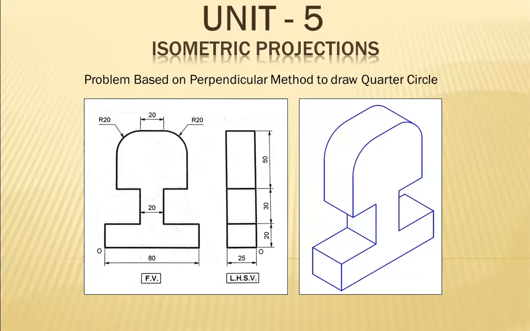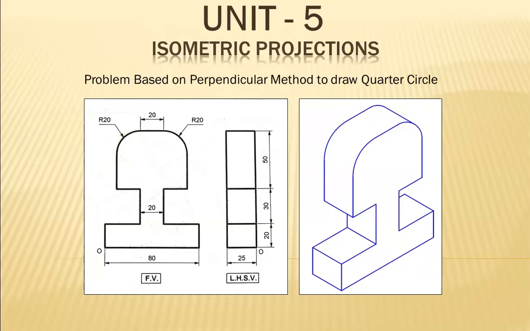Hello friends, today we are going to see a problem in which you will find circular arcs, but these are not a complete circle or a semicircle; it is a quarter circle. In the given question you can see there are two surfaces having a quarter circle shape. To draw a quarter circle we are going with a different method.